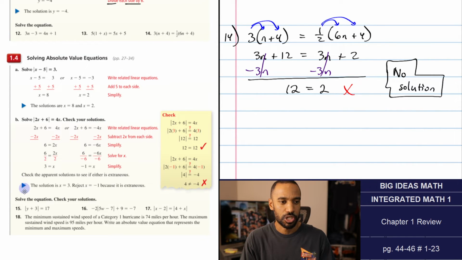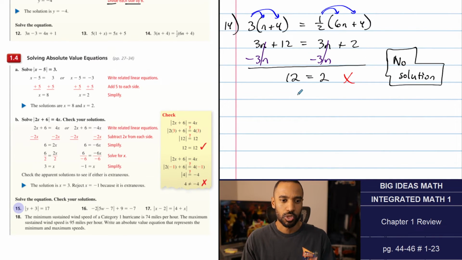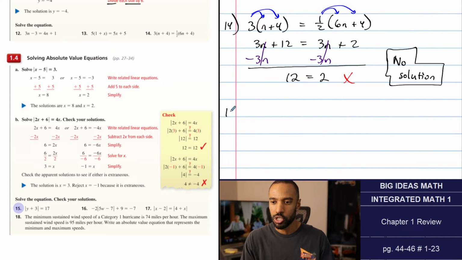Okay, let's move to section 1.4. We are solving absolute value equations in section 1.4. Absolute value is a way of saying distance from 0. When you take the absolute value of something, sure, it turns positive once you represent the entire quantity.